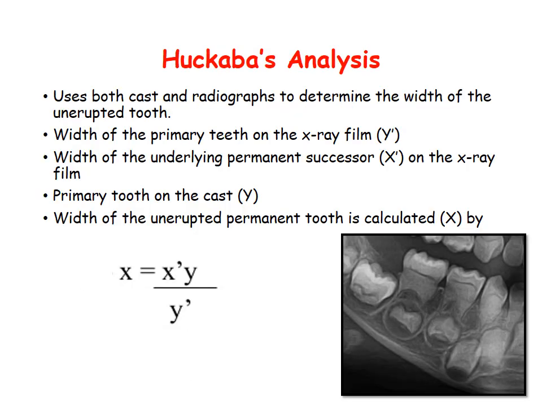Next we move on to Huckaba's analysis, which uses both the cast of the patient and the radiograph to determine the width of the unerupted tooth. In this we have a formula: x = x' y / y'. Here x is the width of the unerupted permanent tooth, which is the one we have to find, while x' is the width of the underlying permanent successor on the X-ray film, multiplied by y, the width of the primary tooth on the cast, divided by y', the width of the primary tooth on the X-ray film, which gives us the width of the unerupted permanent tooth.